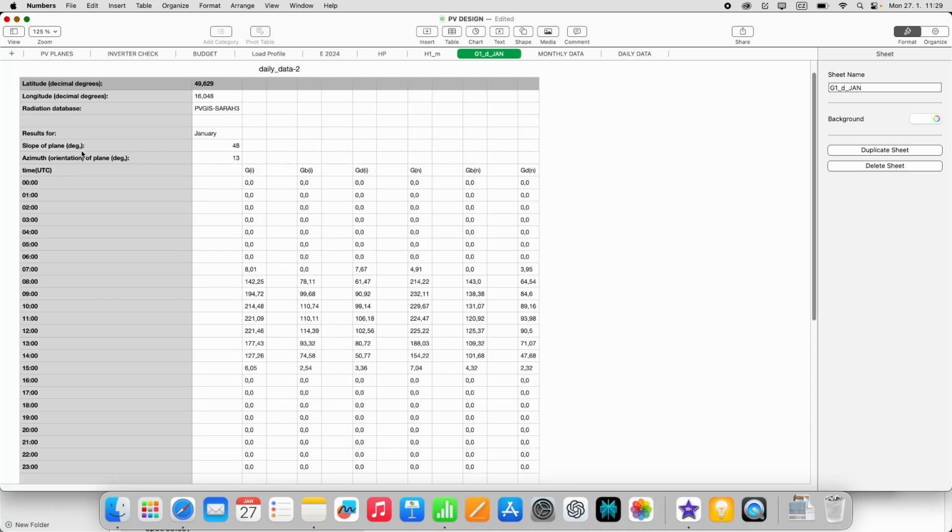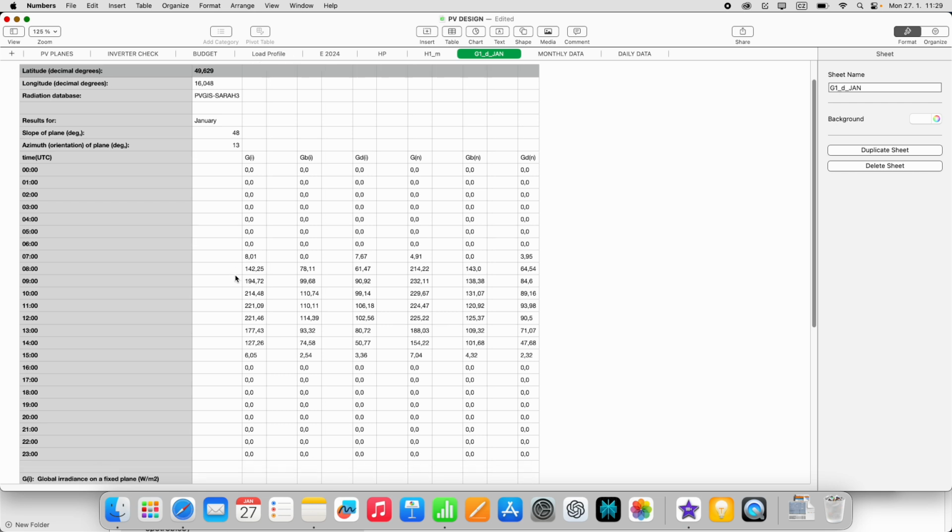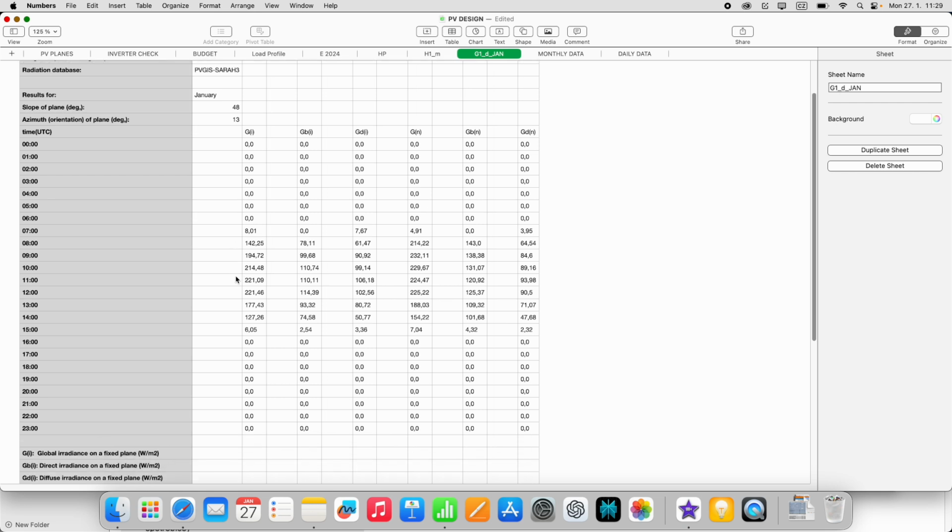Now, what this plots is actually an average day for a selected month, so in this case January, and we can see that an average day in January is gonna produce, well, this is not the energy production, that's important to notice. This is actually the sun irradiation at specified time, and so the peak is gonna be probably about 11 a.m., 12 a.m., something like that, with the value here being 221 watt per square meter.